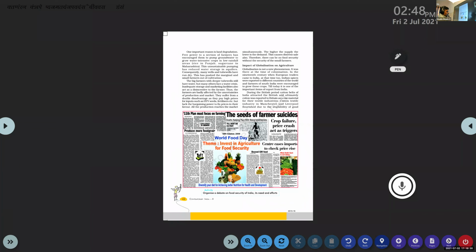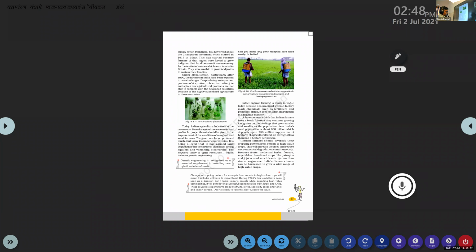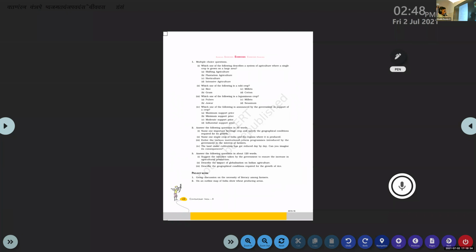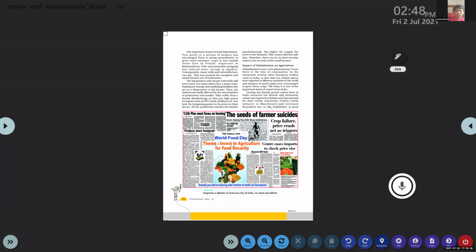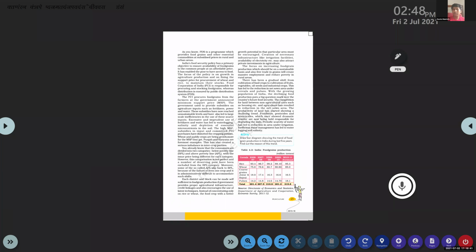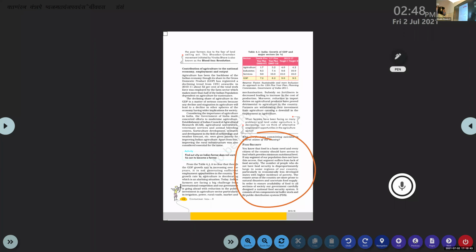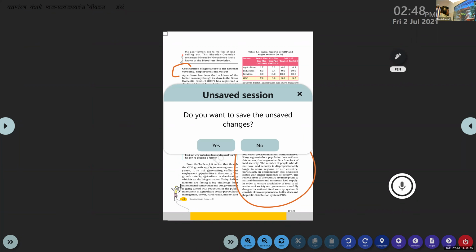So please read it. Okay, clear? So we will complete that. Some areas are not there in your textbook, I think. Yes, the Bhudan and Gramdan movement is there? Yes, sir. What about the contribution of agriculture to the national economy, employment and output? That is there, right? Yes. Okay, fine. So just read it and we will meet in the next session.